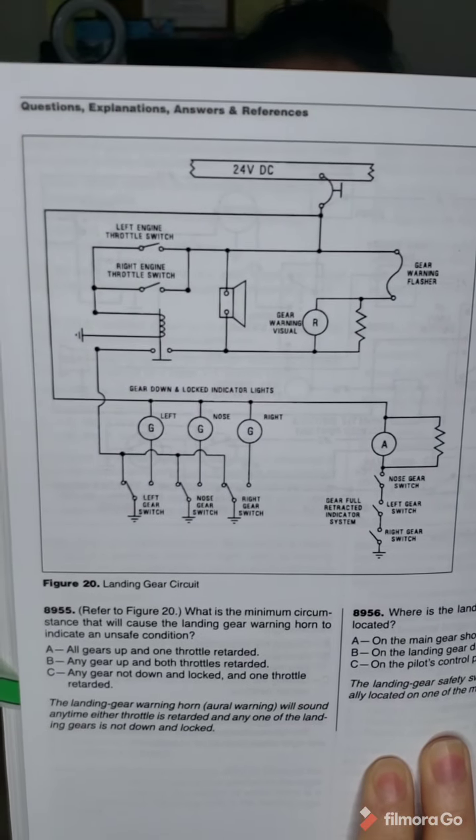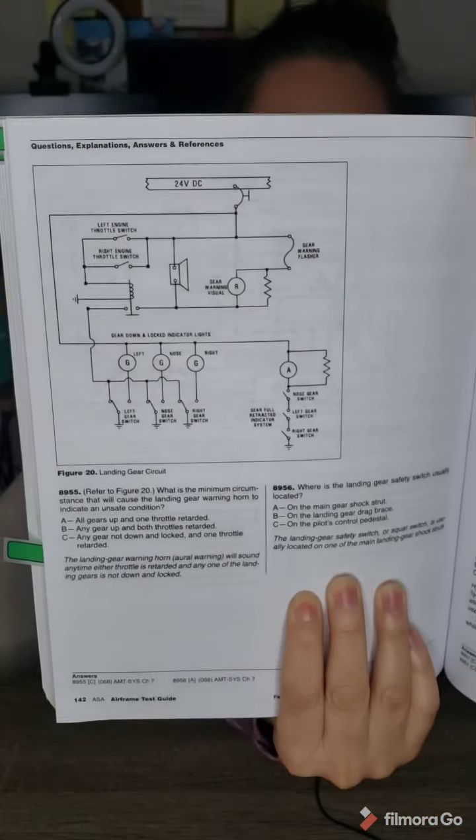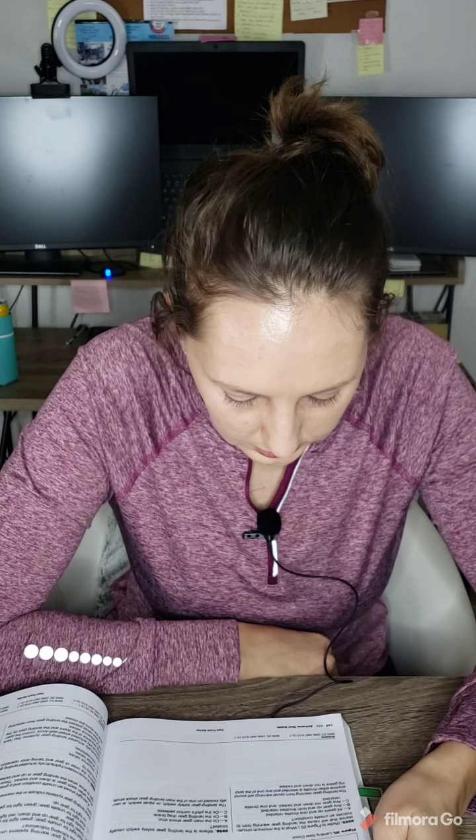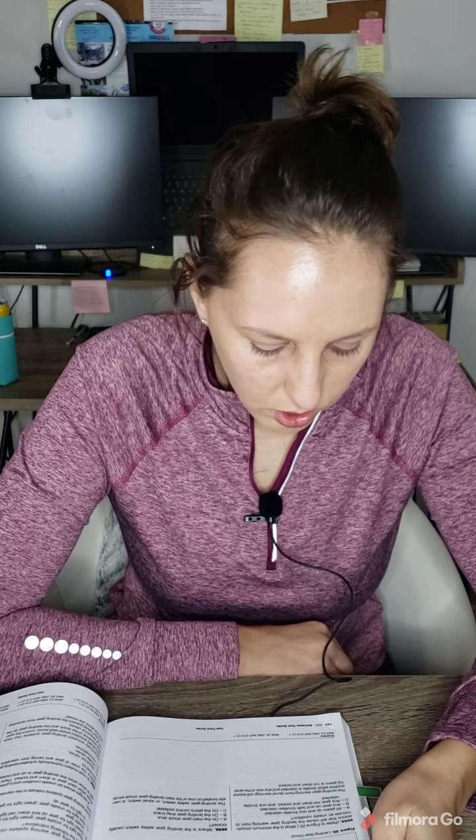Question: refer to figure. What will illuminate the amber indicator light? Answer: closing the nose, left and right wheel gear full retract switches. Pause if you have to. Same photo. Next question: what is the minimum circumstance that will cause the landing gear warning horn to indicate an unsafe condition? Answer: any gear not down and locked and one throttle retarded.